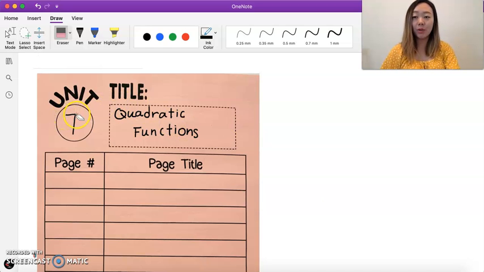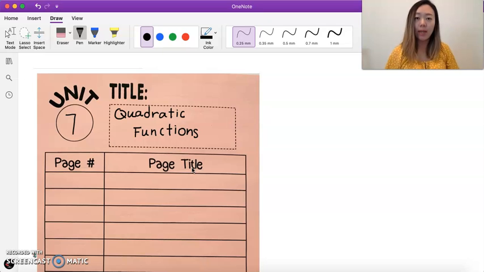If you go ahead and take a look at my screen, Unit 7. And the title of the unit is Quadratic Functions. So go ahead and update your table of contents. I know that I'm not actually physically checking your notebooks anymore, but I would still recommend that you keep up with the table of contents to keep your notes organized.